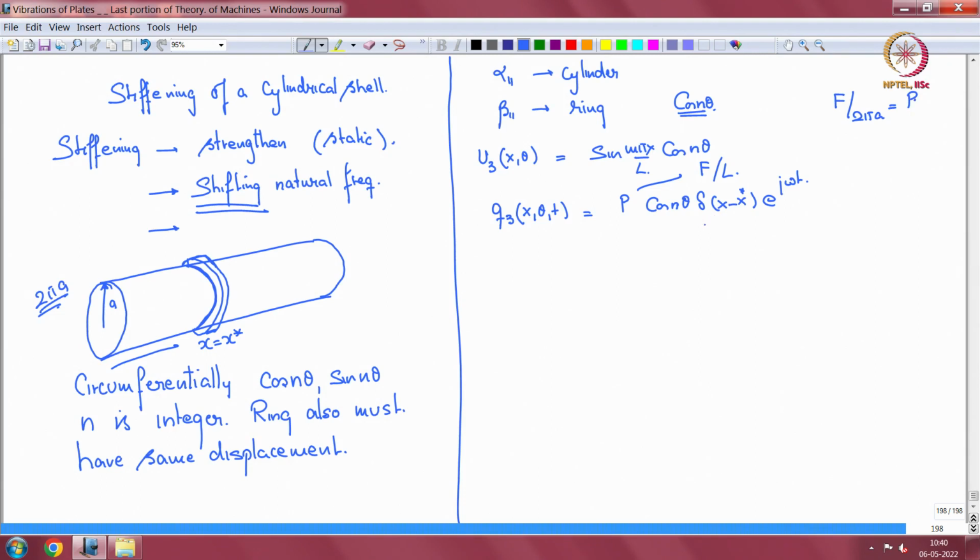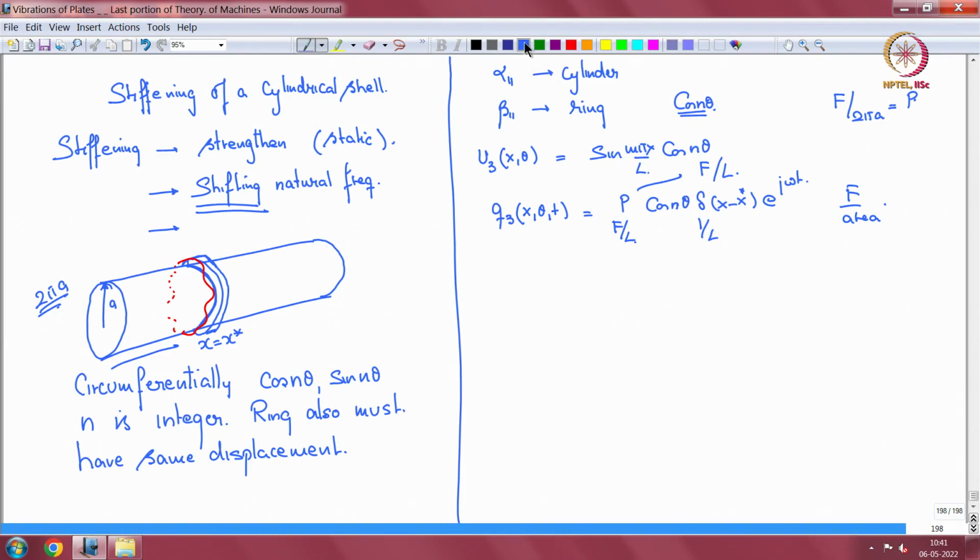Then the delta gives one more 1 by length, and this is force per length. So the total force unit is force per unit area, which is a must, and this describes a force applied at x equal to x star, and circumferentially it is a cosine n theta.